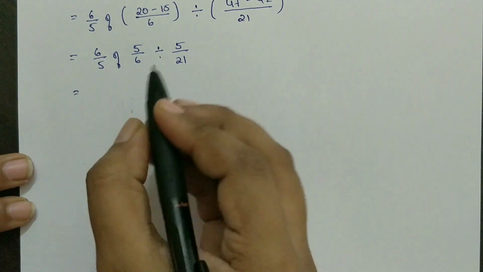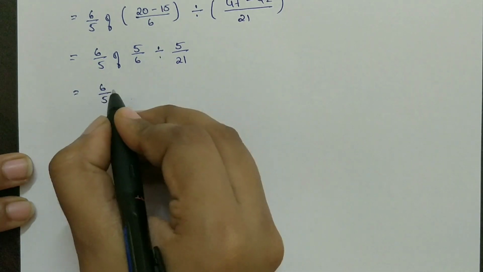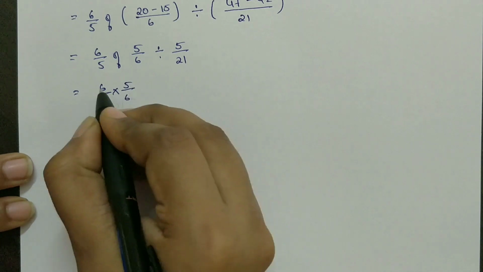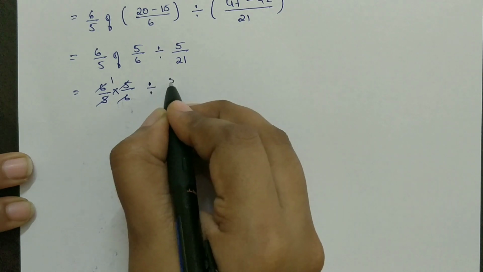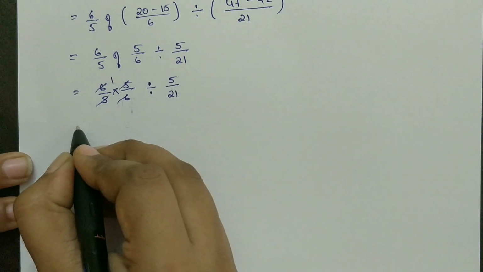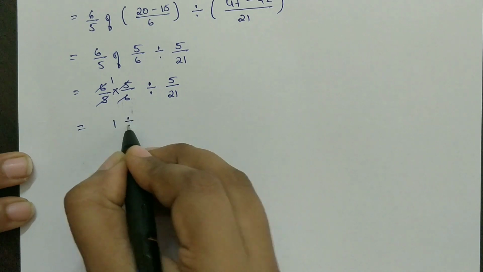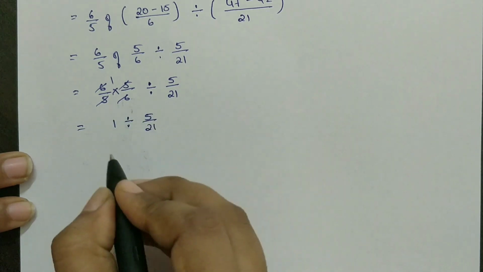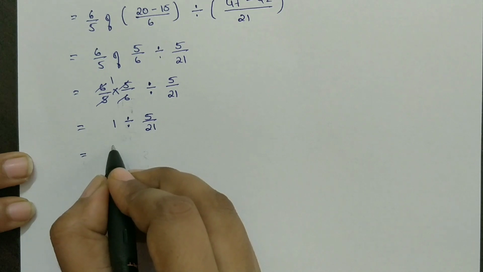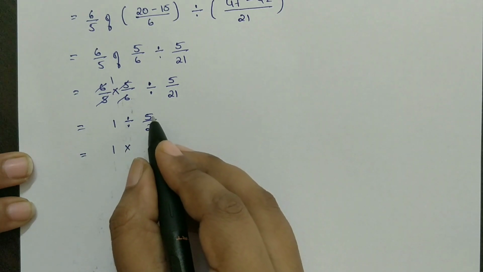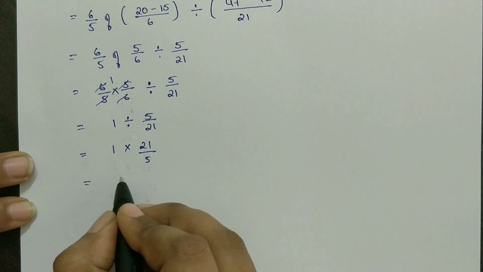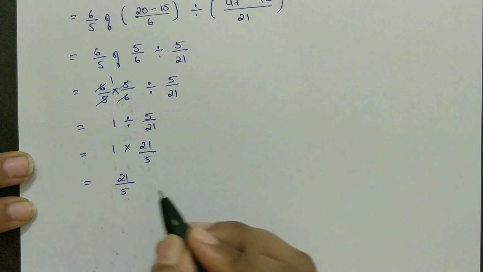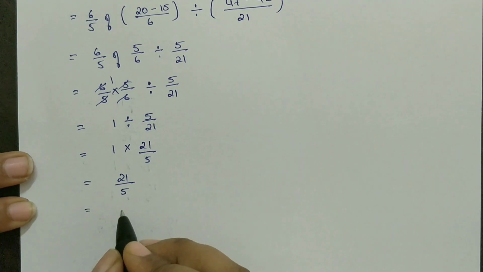Next remove of: 6 by 5 into 5 by 6. 5 and 5 cancel, 6 and 6 cancel, divided by 5 by 21, equal to 1 divided by 5 by 21. Equal to 1 into the reciprocal of 5 by 21, which is 21 by 5, equal to 21 by 5. In mixed fraction it is 4 1 by 5.